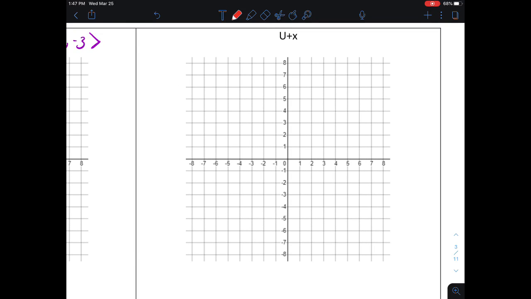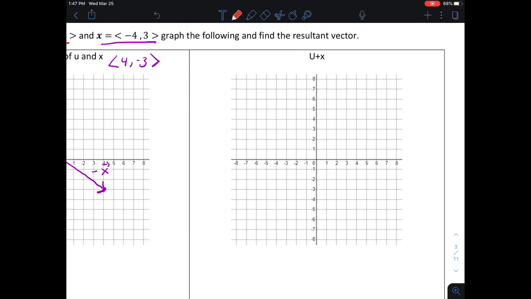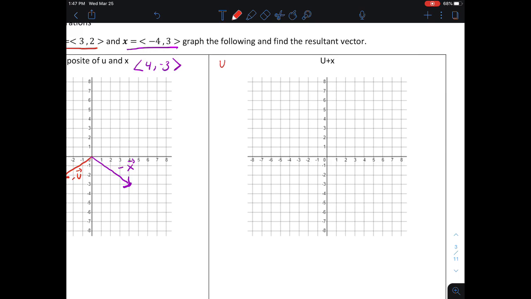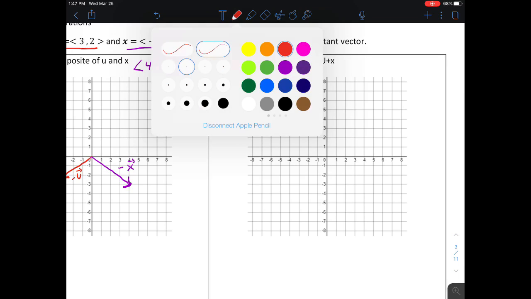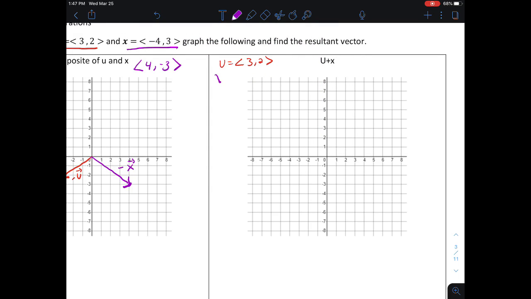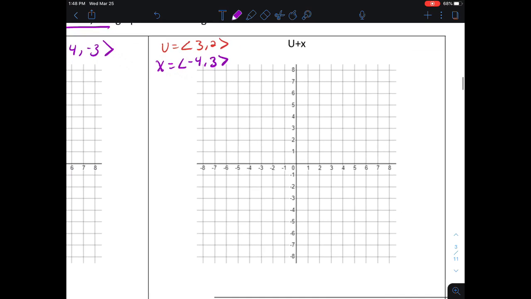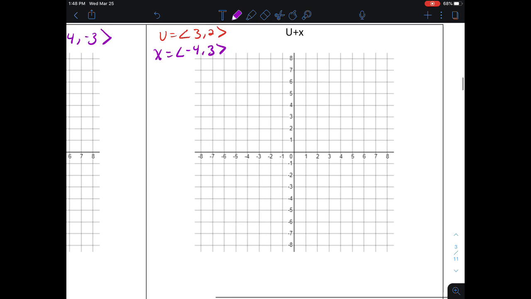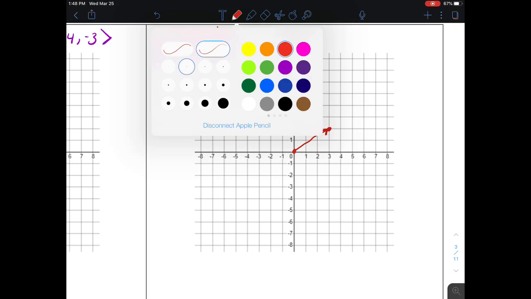Now let's apply the two vectors to one another. So I want to take vector u and I want to add vector x to it. I got to zoom out so I can see vector u. So u is the vector 3, 2. And x is the vector negative 4, 3. All right, so we're actually adding the two vectors together. Well, the way you do it is you start with the first vector here. So I want to take u, and I'm going to graph u. So it starts at the origin, go right 3, up 2. So there is vector u.